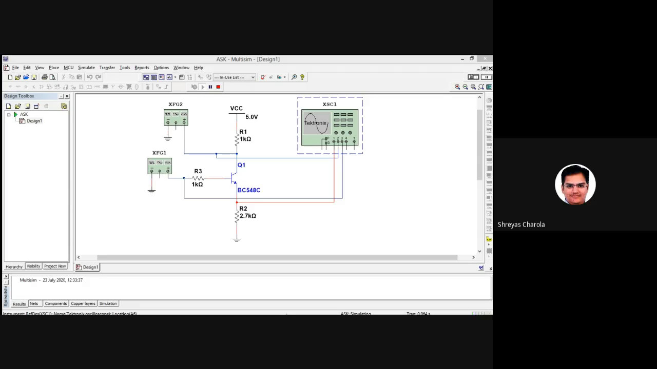When you multiply these two, you will get... Sir, the oscilloscope is not visible. No, sir. Wait a minute.